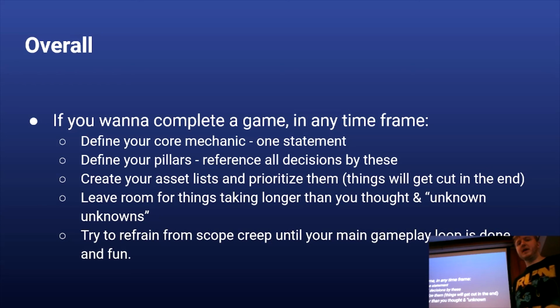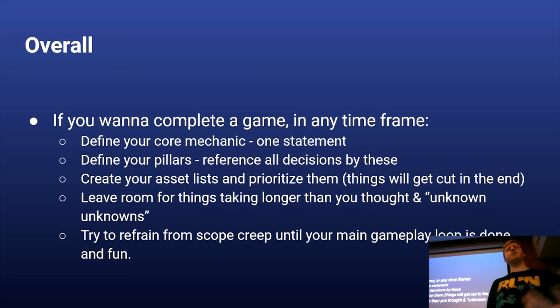Overall, if you want to complete a game in any time frame, make sure you define your core mechanic. Try to get it down to one statement, one sentence. If you can't say it in one good, clean sentence, it's probably too complicated. Try to define your pillars. What are the most important aspects of your game? The things that really shape its identity, and reference all decisions by these at every point in development.